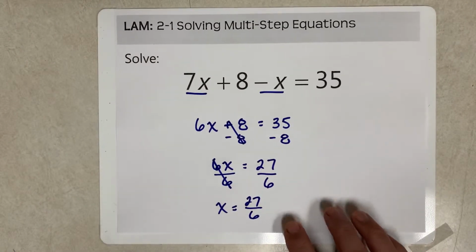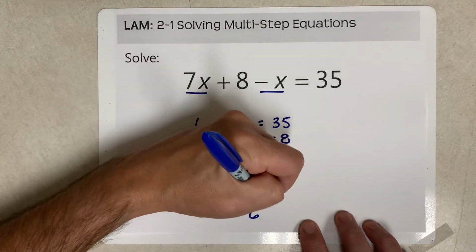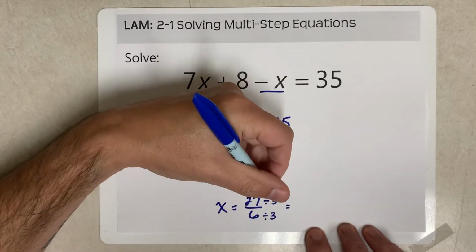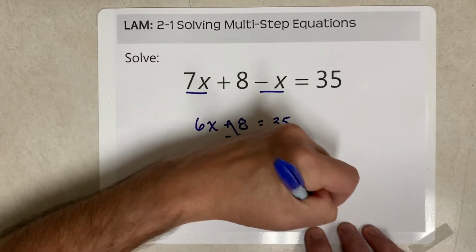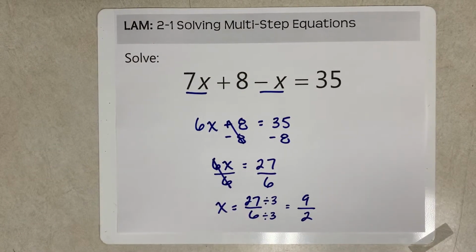All right, so 27 and 6, do they have anything in common? Yes, they're both divisible by 3. So we're going to divide them both by 3. 27 divided by 3 is 9. And 6 divided by 3 is 2. So for that one, you should get 9 halves for your final answer, and you always want to simplify it if you can. All right, so let's take a look at a few more here.